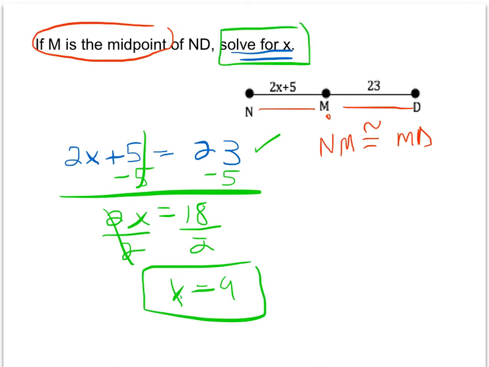So as you're going through these problems, keep in mind when they're talking about the midpoint, you're not always going to use the midpoint formula. If you're given information that aren't coordinate points like this, you'll want to set up an equation to solve the problem.